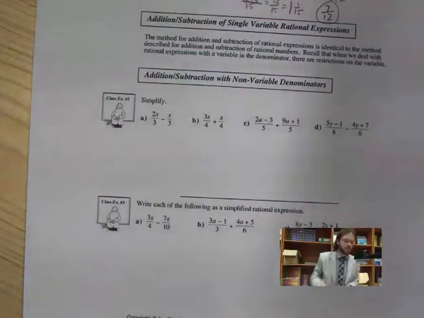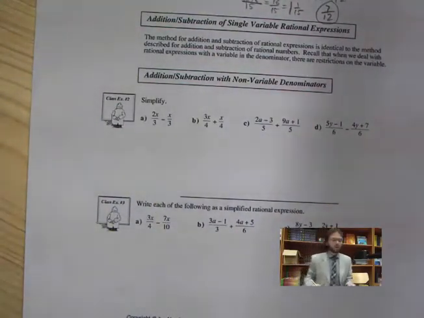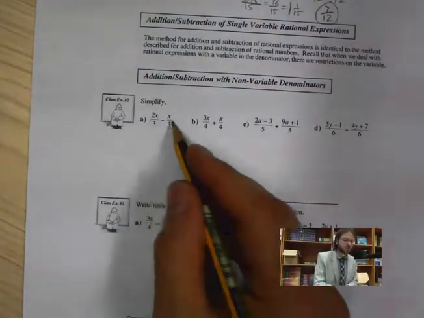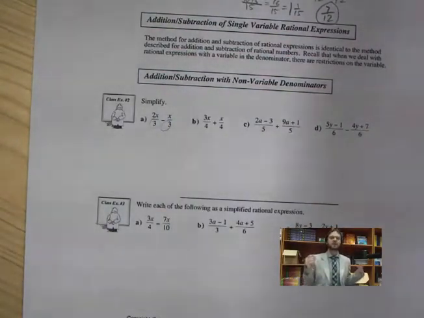It says, simplify the following. So now we have x's in there. And we look at this, it's nice. We have common denominators. So all we have to do is subtract.